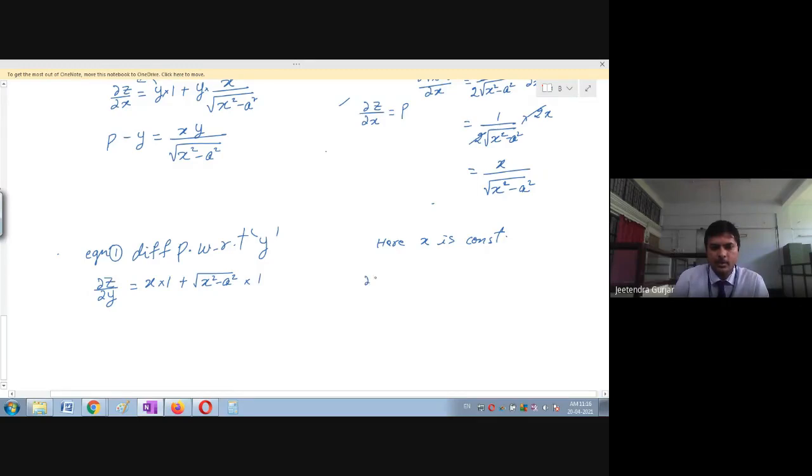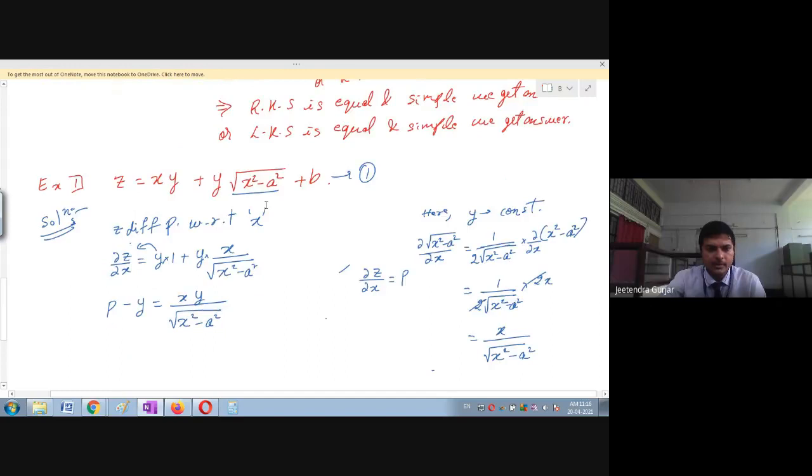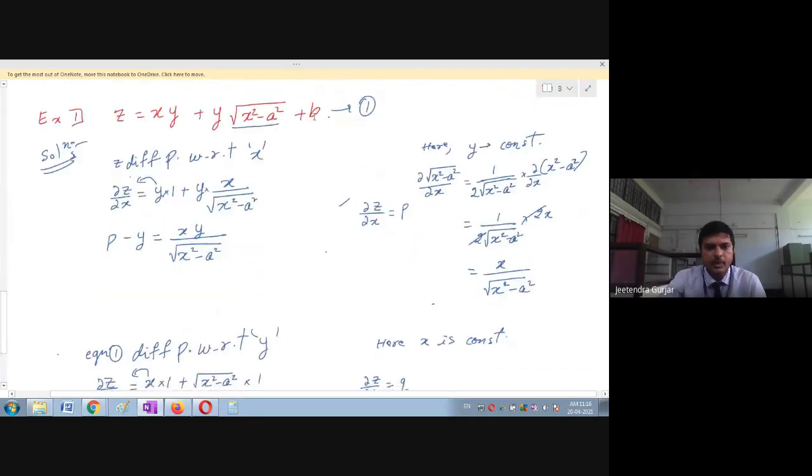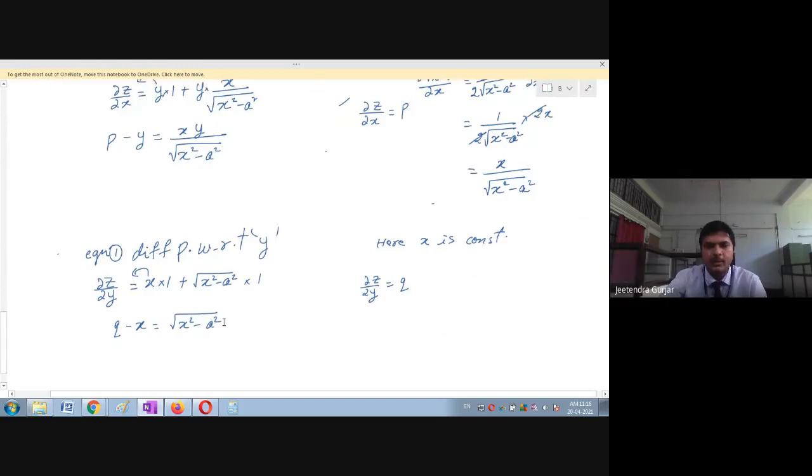Again, by using our regular formula, ∂z/∂y is equal to q. So I'll just substitute here q and x, and bring it on this side. So this is q minus x is equal to square root of x square minus a square. I can see here also I cannot eliminate b. I'm not getting b to eliminate. So b is a very dangerous person now here.